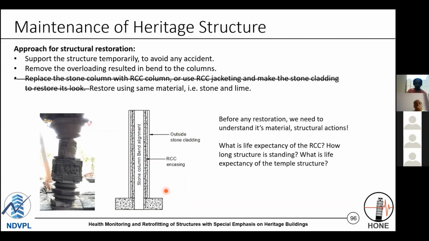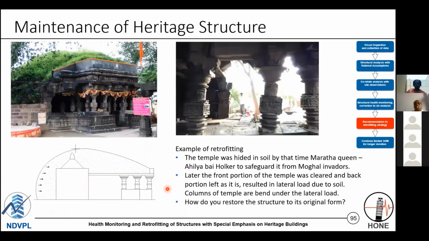So such RCC encasing of this heritage building limits the life of the structure to another 50 to 70 years max, whereas these structures have been standing for many centuries. This structure was opened from the front side a few centuries ago and has been standing with such tilting for so many centuries.